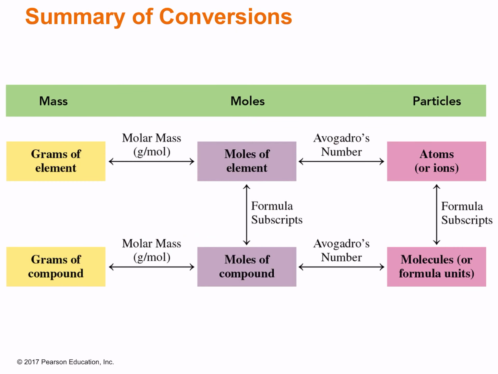So here is just kind of a summary of what we've worked on in general. You can read through this at your leisure. It tells you how to get, if you're trying to go from grams of an element to moles of an element, you're going to use the molar mass. Same thing for compounds, right? And it tells you how to get between all of these things. So this is a summary of all the conversions that we have done in total for Chapter 7. So there you go.